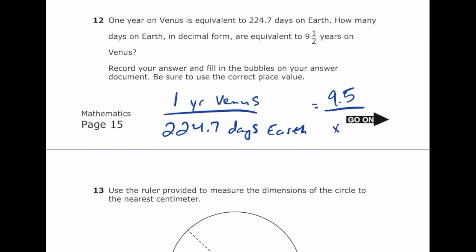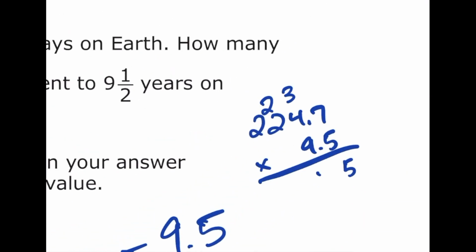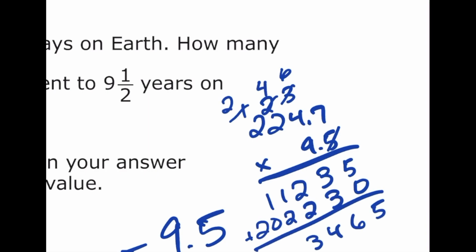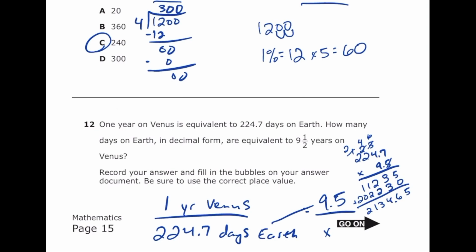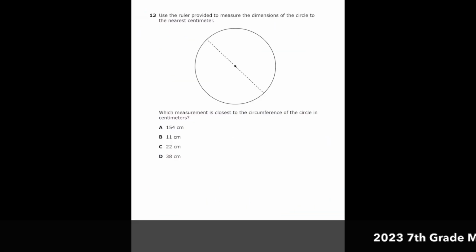So we just have to cross multiply and divide. So 224.7 times 9.5. And once we do that, we should get an answer of 2,134.65. So then to solve the proportion, we would just have to divide by 1, which obviously is going to be the same number. So our answer is 2,134.65.